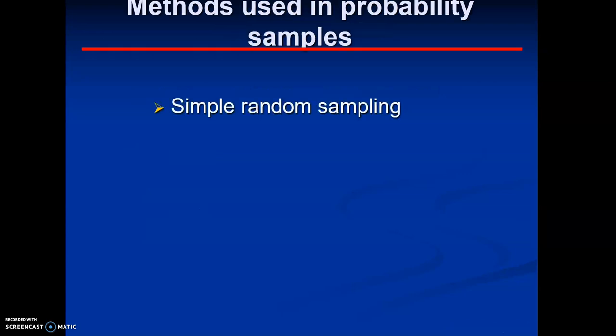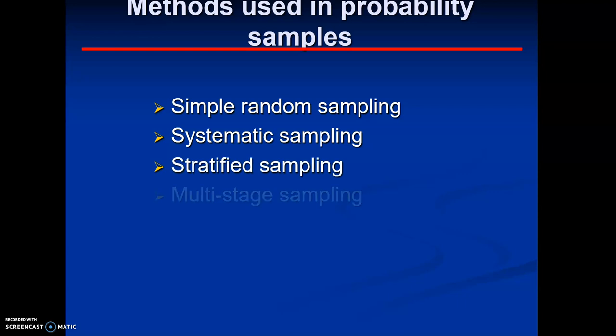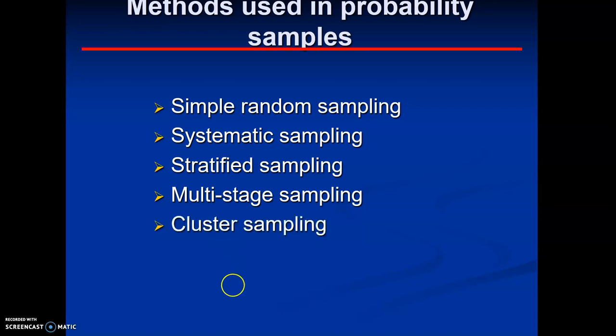Now I want to go into the methods. We have simple random sampling, systematic sampling, stratified sampling, and multi-stage sampling, which I will skip. We also have cluster sampling. So I just want to focus on simple random, systematic, stratified, and cluster sampling.